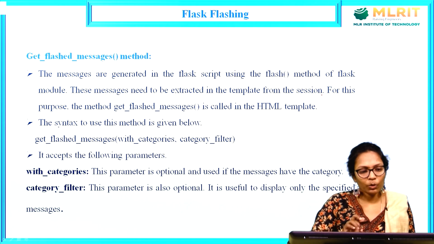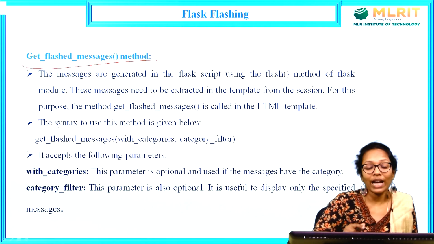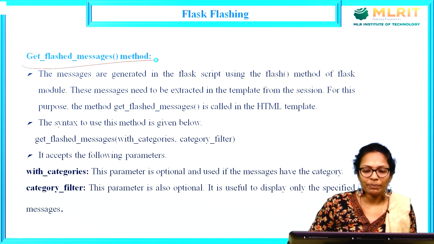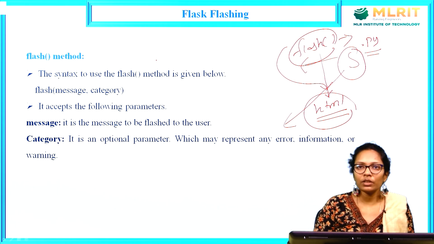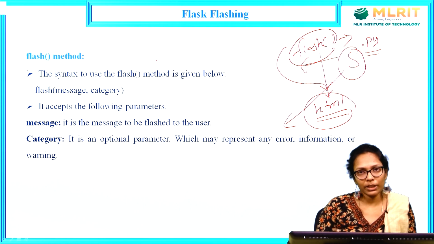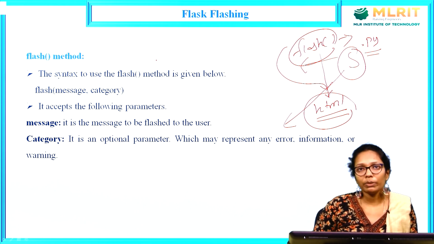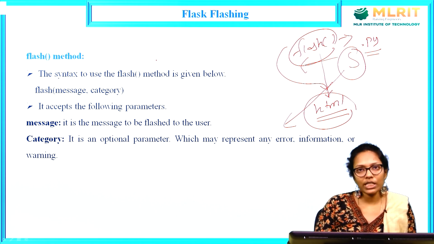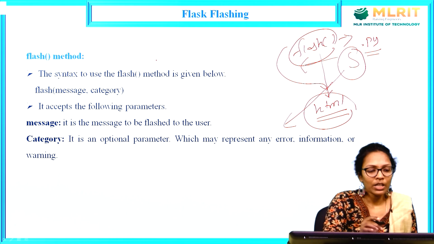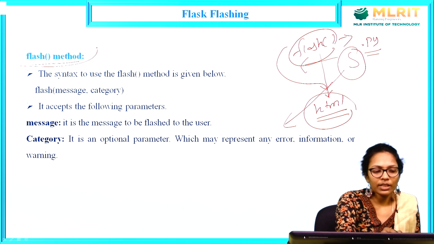Again, we have one more method, that is the get_flashed_messages method. So we have two methods here. One method will be used by the server, the Python application, and the other method will be used by the HTML application to read the flash messages sent by the server. We will discuss these two methods with an example. The flash method, I think it is clear, right?